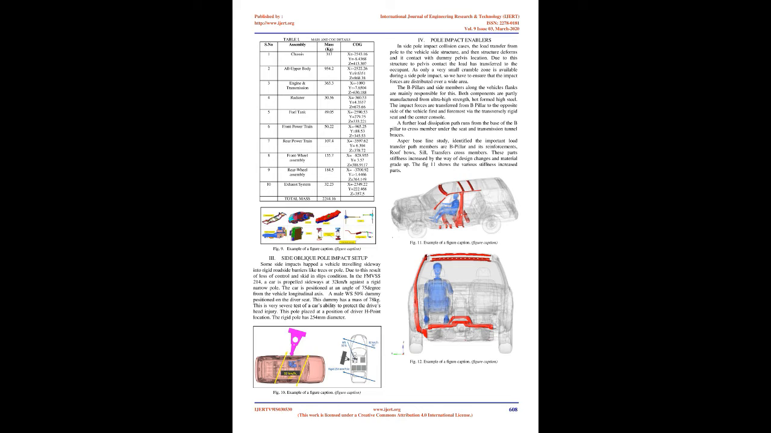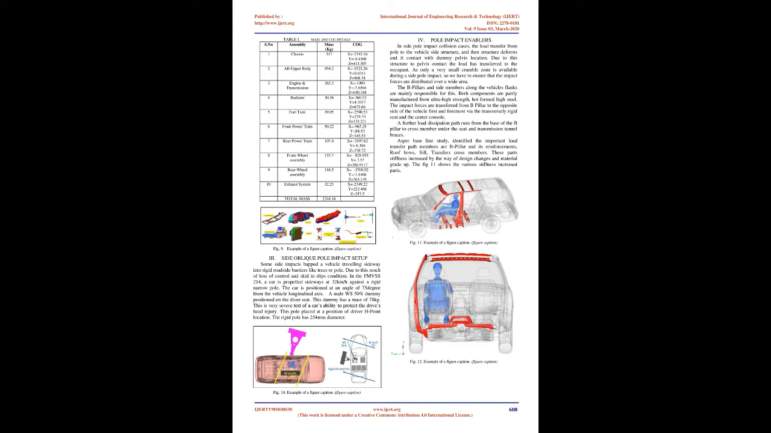A male WS 50% dummy is positioned on the driver's seat. This dummy has a mass of 78 kilograms. This is a very severe test of a car's ability to protect the driver from head injury. The pole is placed at the driver H-point location. The rigid pole has a 254 mm diameter. 4. Pole impact enablers. In side pole impact collision cases, the load transfers from the pole to the vehicle side structure, and then the structure deforms and contacts the dummy pelvis location.